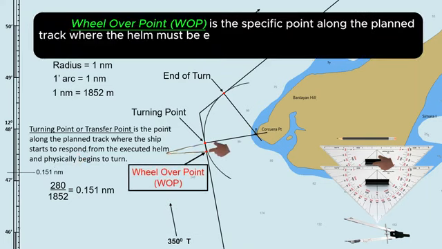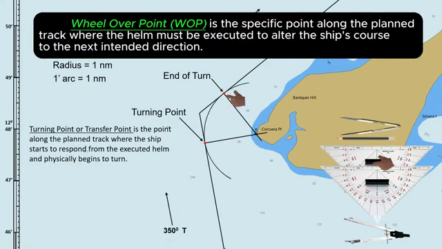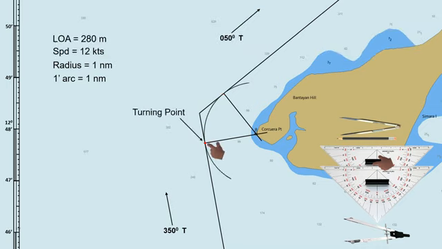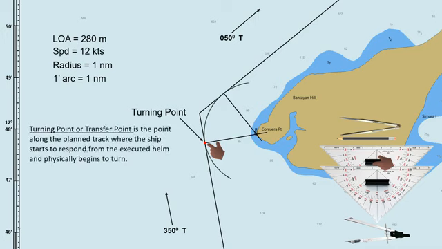Wheelover point is the specific point along the planned track where the helm must be executed to alter the ship's course to the next intended direction. The purpose of wheelover point is to ensure that the ship begins its turn at the right moment to achieve the desired new course without overshooting or undershooting the target.